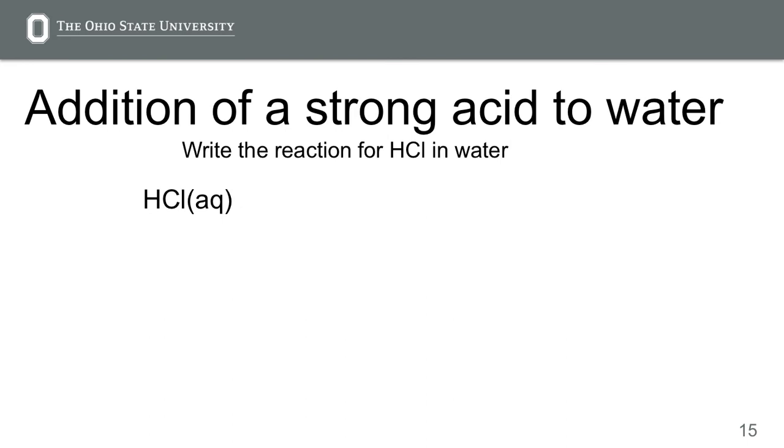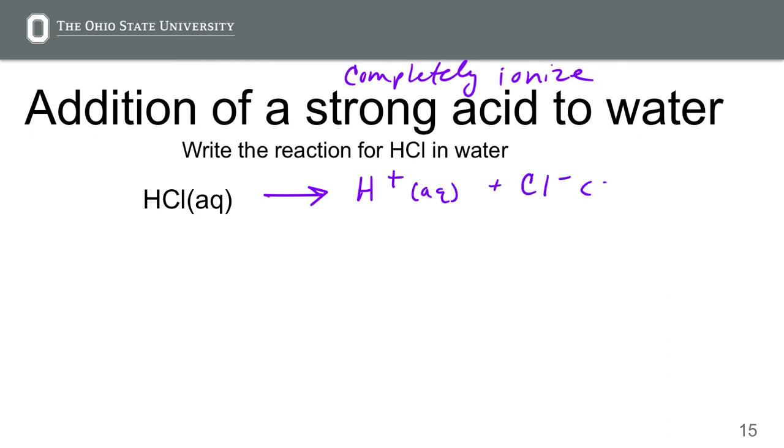Okay. If we add a strong acid to water, so a strong acid is always going to completely ionize in solution or completely dissociate. Just like a salt, completely dissociates. So if we put HCl in solution, I'm going to use a single reaction arrow to show that this happens to completion. We form H plus and Cl minus. And that's not all that interesting, really.